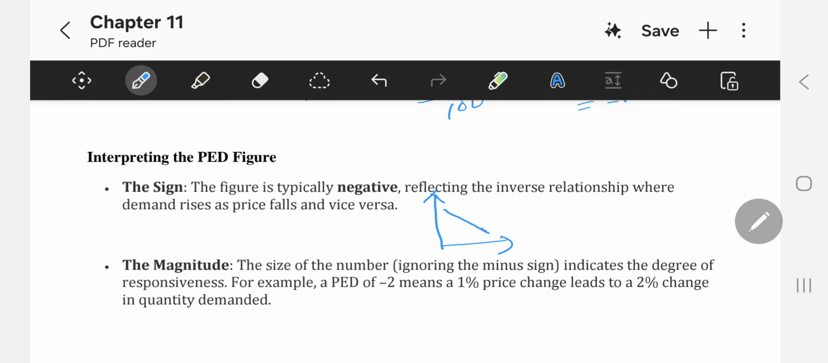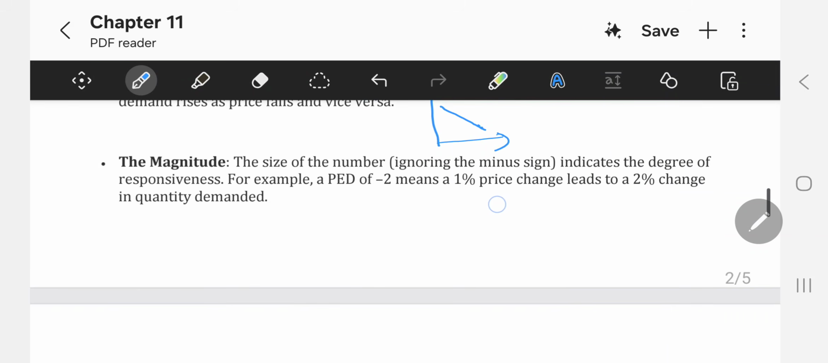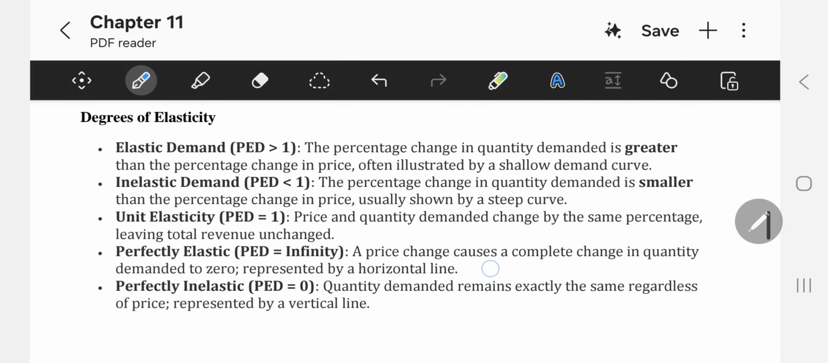So we ignore the minus sign and just look at the number. For example, if the PED is -2, we're just going to say the PED is 2. And that basically means for a 1% change in price, there's going to be a 2% change in quantity demanded if the PED is -2, for example.